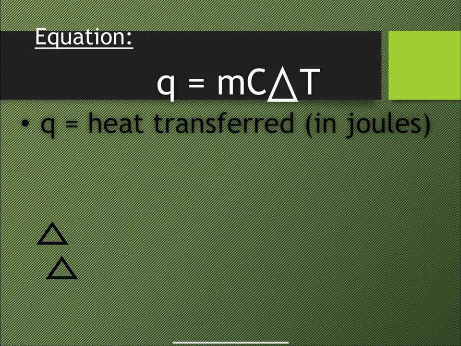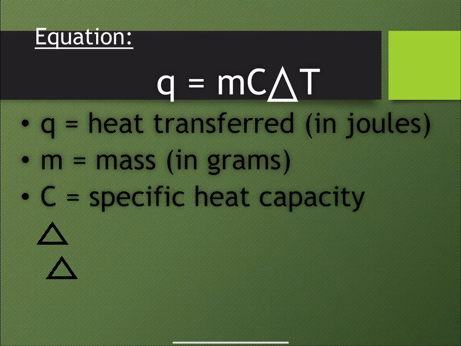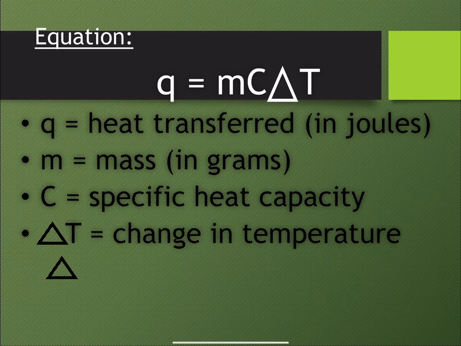So what does all this stuff stand for? Q is the heat transferred, as I said, in joules. Sometimes you'll see it as a capital Q instead of a lowercase q. That's totally fine. It doesn't matter. M, of course, is mass. We always want to be in grams. C, that's going to change in our equation based off of the substance. That's the specific heat capacity. And our delta T is temperature.